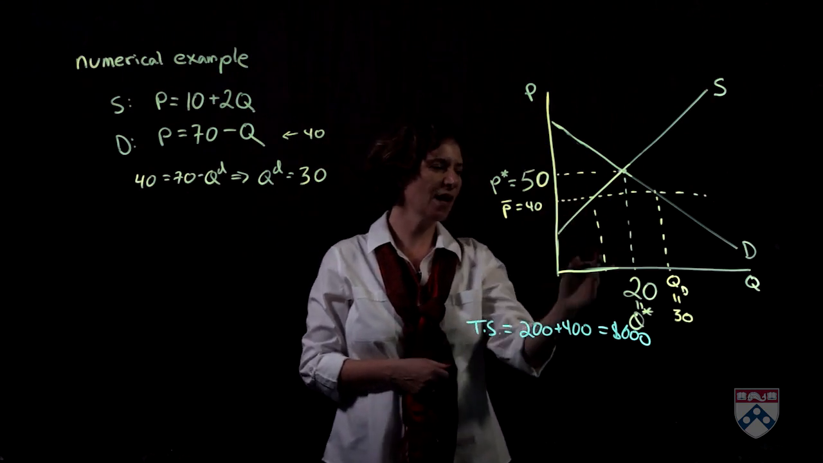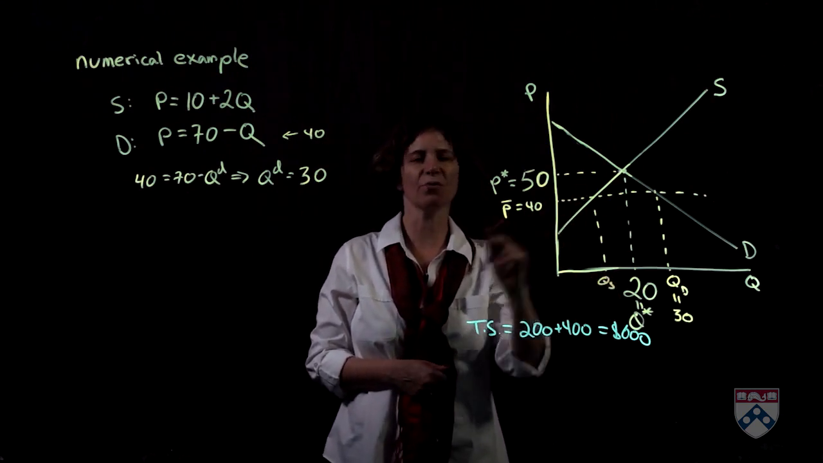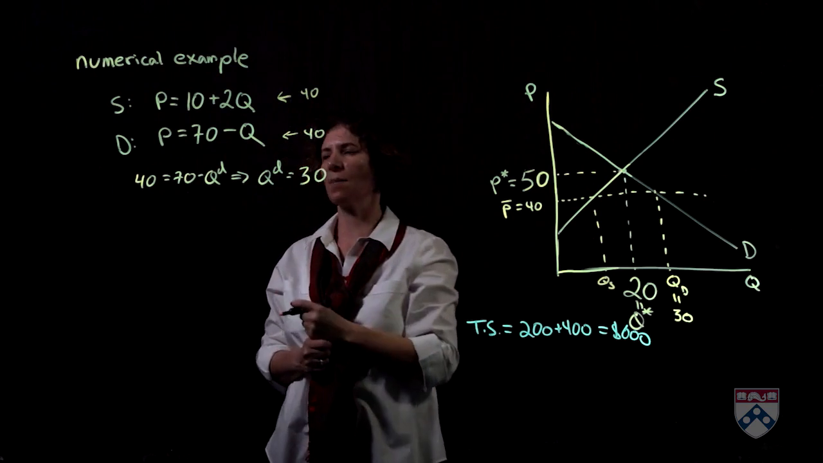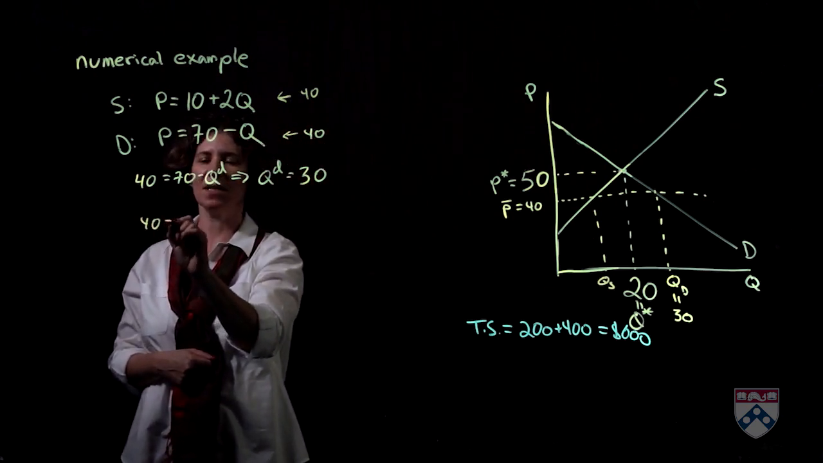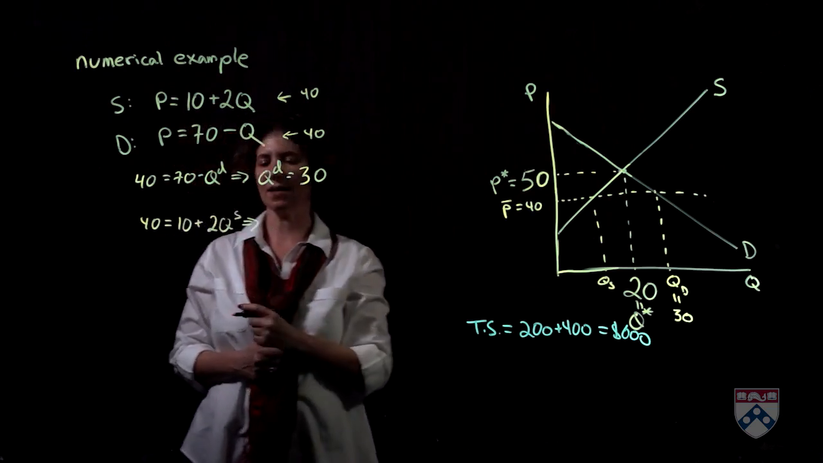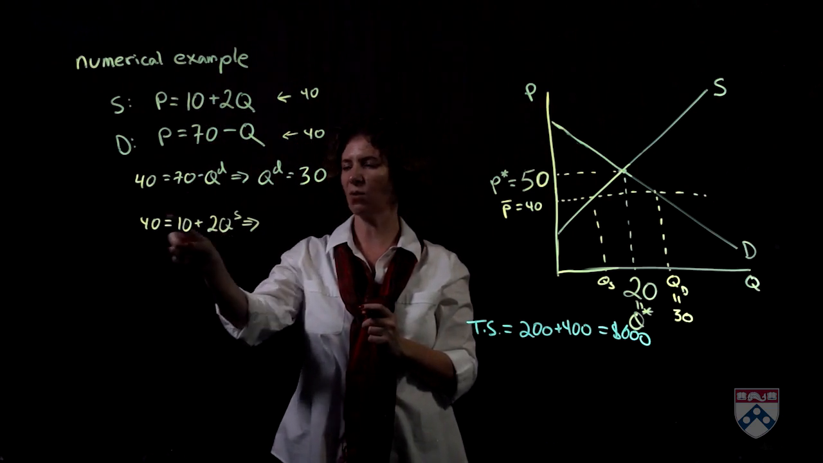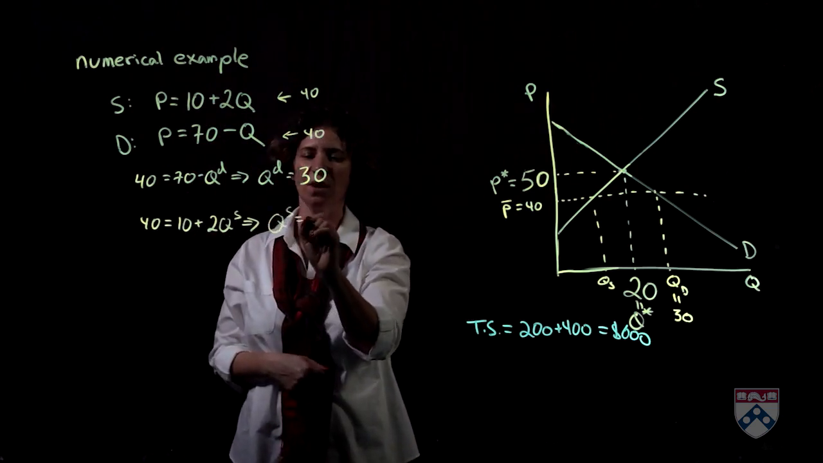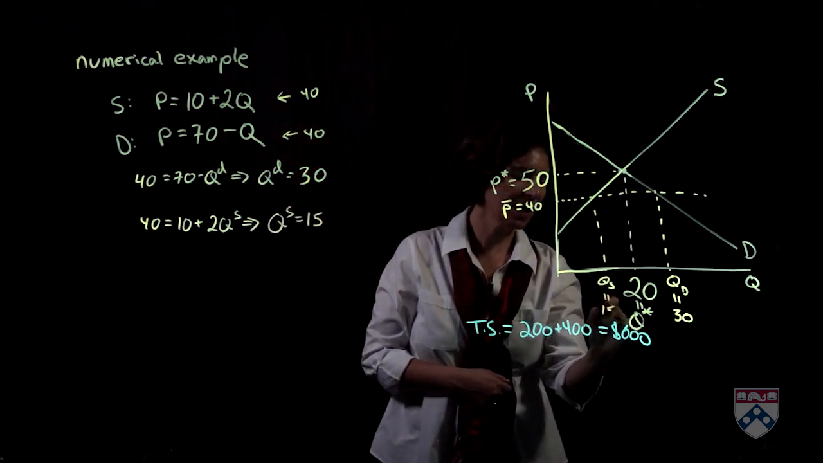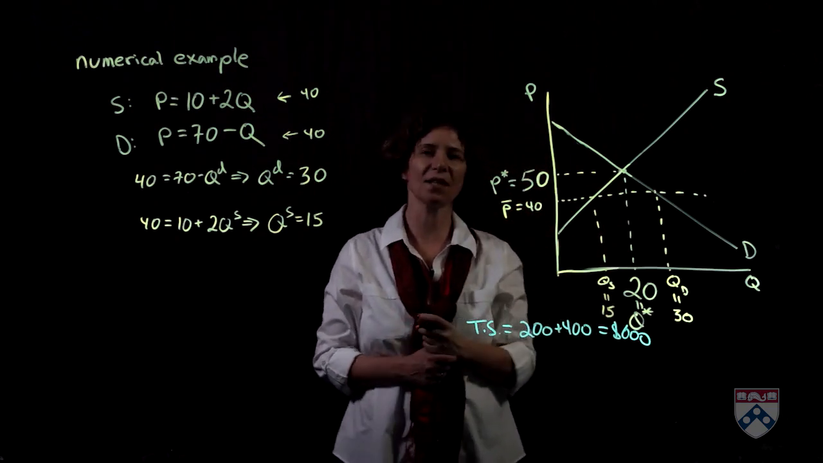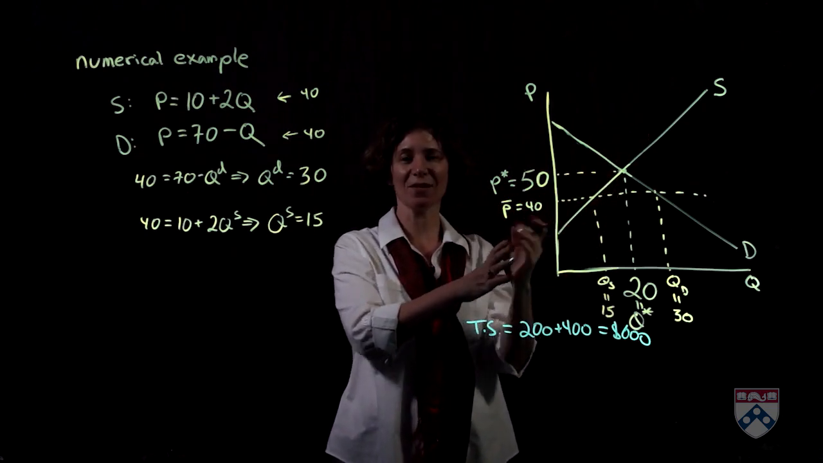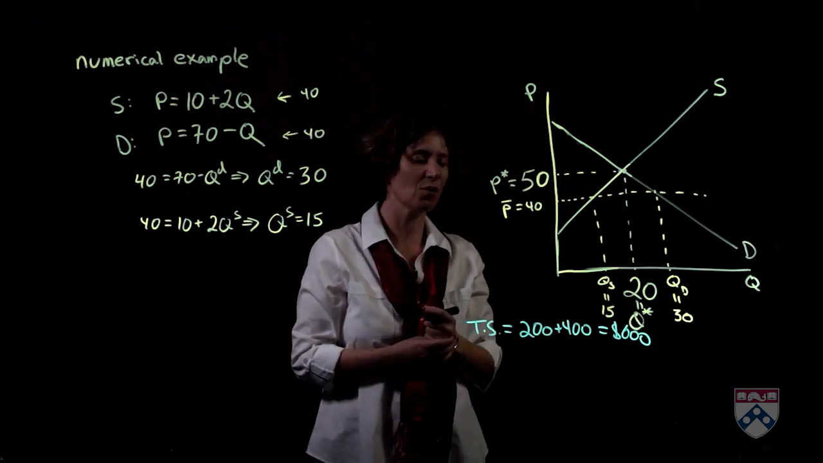Similarly, we can go ahead and find the quantity supplied at this price ceiling of $40. We'll do that by plugging 40 into the supply equation. We said 40 is equal to 10 plus 2 times quantity supplied, and we get that 2QS is equal to 30, or QS is equal to 15. Not surprisingly, quantity supplied at this binding price is less than the quantity supplied at a price of 50 because supply is upward sloping, and at a lower price, sellers will be willing to sell only a smaller quantity.